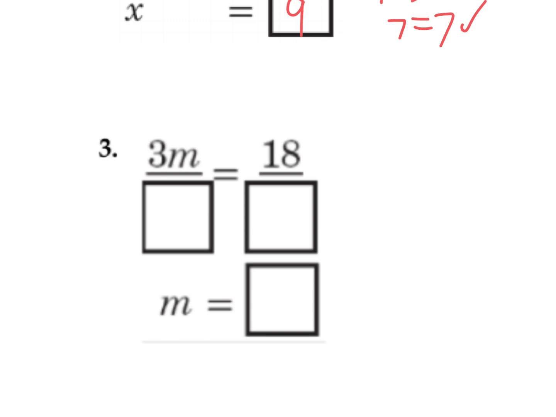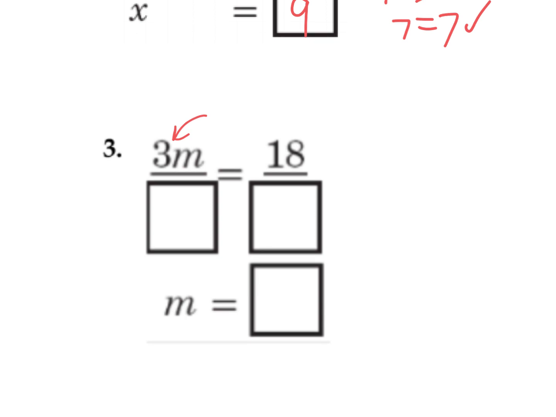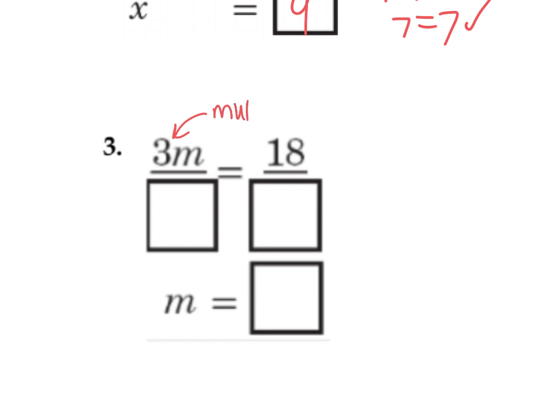This one is very similar, 3m equals 18. Again, no symbol in between, so that means multiplying. So I'm going to do the opposite and divide both sides by 3. So I just have an m on the left, and then on the right, 18 divided by 3 gets me 6.